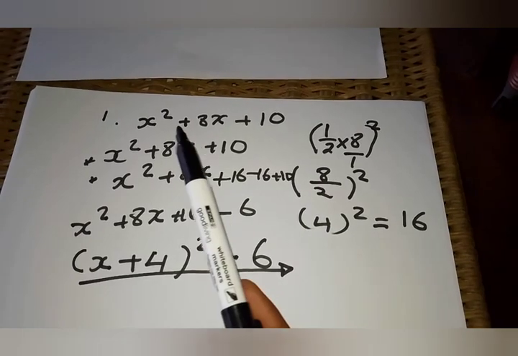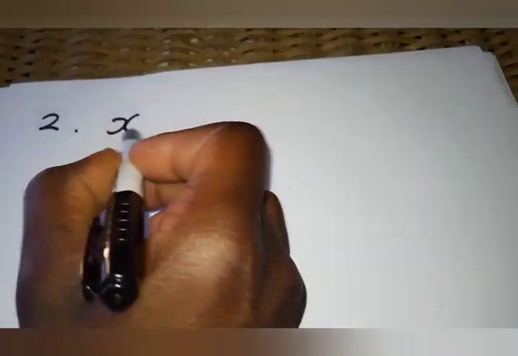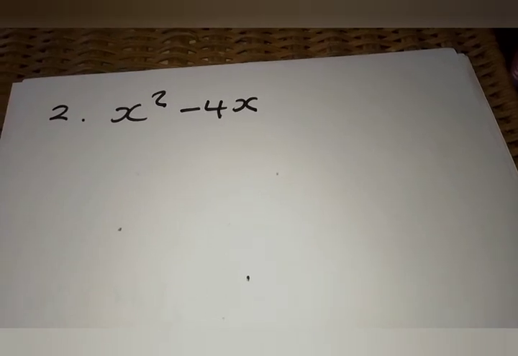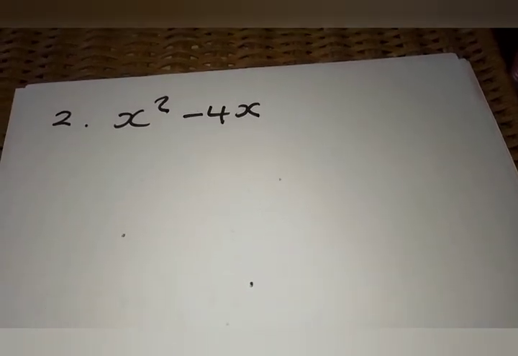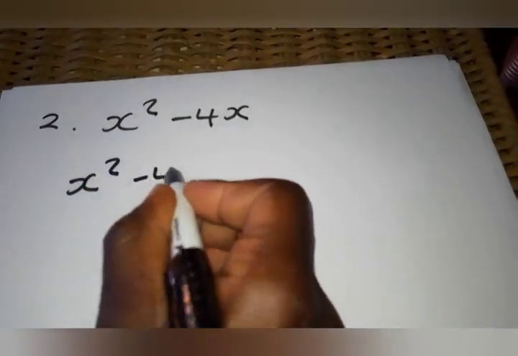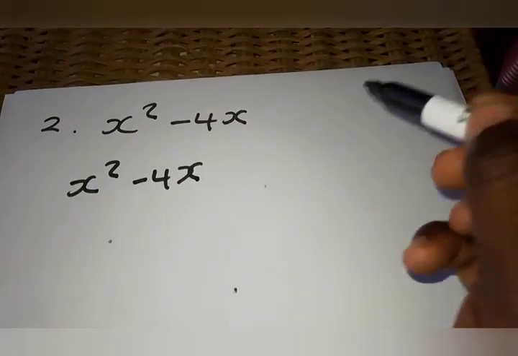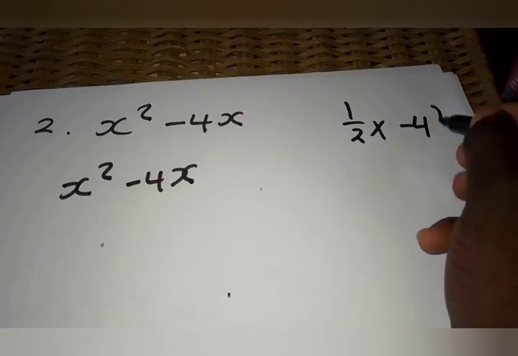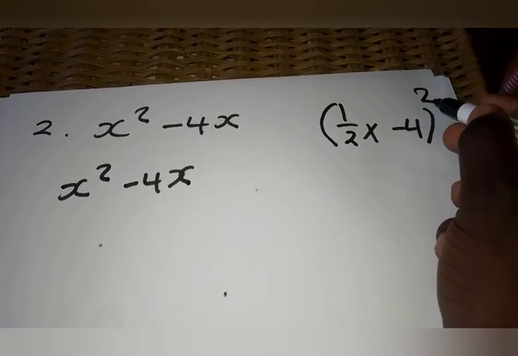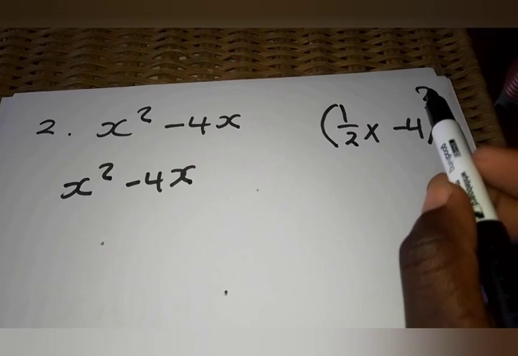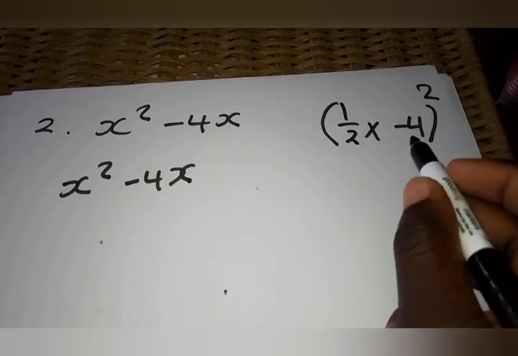Bear in mind that everything is in a standard form. Now we have x squared minus 4x. So we don't have the third term, we only have x squared minus 4x. So let's complete the square. So x squared minus 4x. Then we do our working aside, which is half multiplied by the coefficient of x, which is negative 4, then all squared. We only work with the coefficient of x, not the coefficient of x squared, and we take it with its sign.